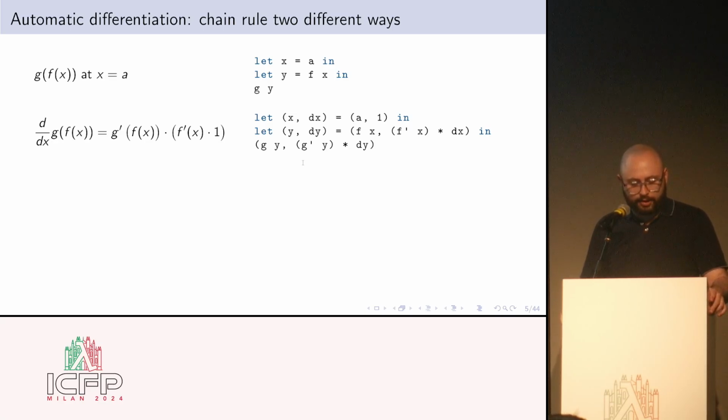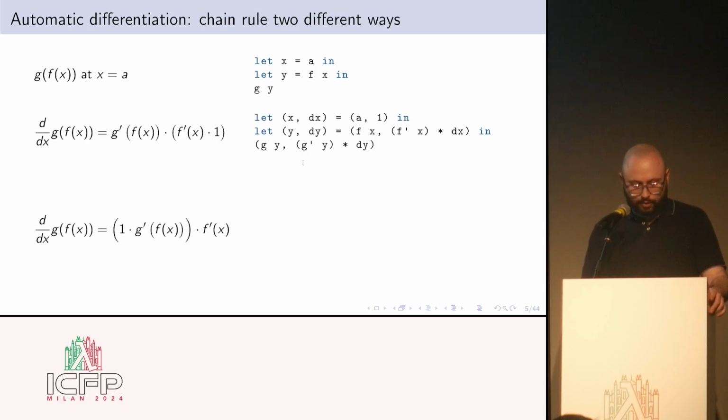Then we can calculate a derivative for y, so an intermediate derivative. That's going to accumulate the derivative of f. So we multiply f prime of x times dx. And next we can calculate g of y, and take our intermediate value dy and multiply by g prime of y. So we've calculated the multiplication for the derivative from right to left.